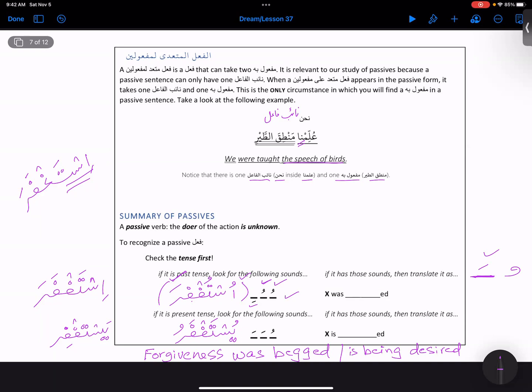Clear? Yeah. So in the translation, while we're doing passive voice, we're not going to mention that forgiveness was begged by him. No, we don't need to mention it. In the passive, we do not say the doer. We don't know the doer. So this forgiveness is basically the done-to. This is the naib fa'il, and this is the done-to. What is being asked? Forgiveness, right? This is maf'ulun bihi. So this is what happens when we turn something into passive. Okay, forgiveness was begged or asked. Exactly.